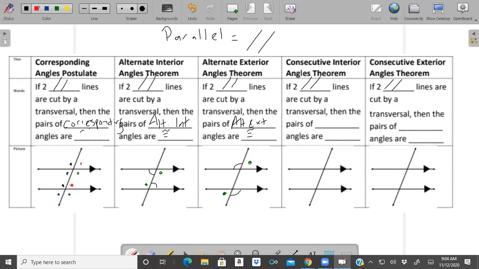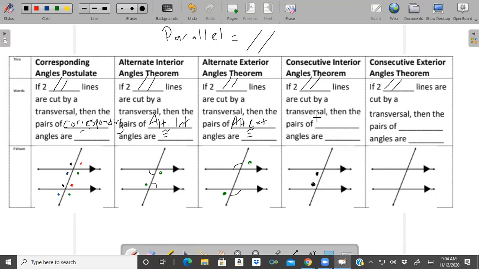Now we get into ones that are a little bit trickier. Consecutive means same side. So consecutive interior means they get smushed when we push the two lines together. So we're talking about this angle right here and this angle right here. Now, just out of curiosity, do those two angles look like they're the same? Someone say yes or no. Do they look like they're the same? No. They do not, because they're not. So if they don't look the same, then they are not the same.